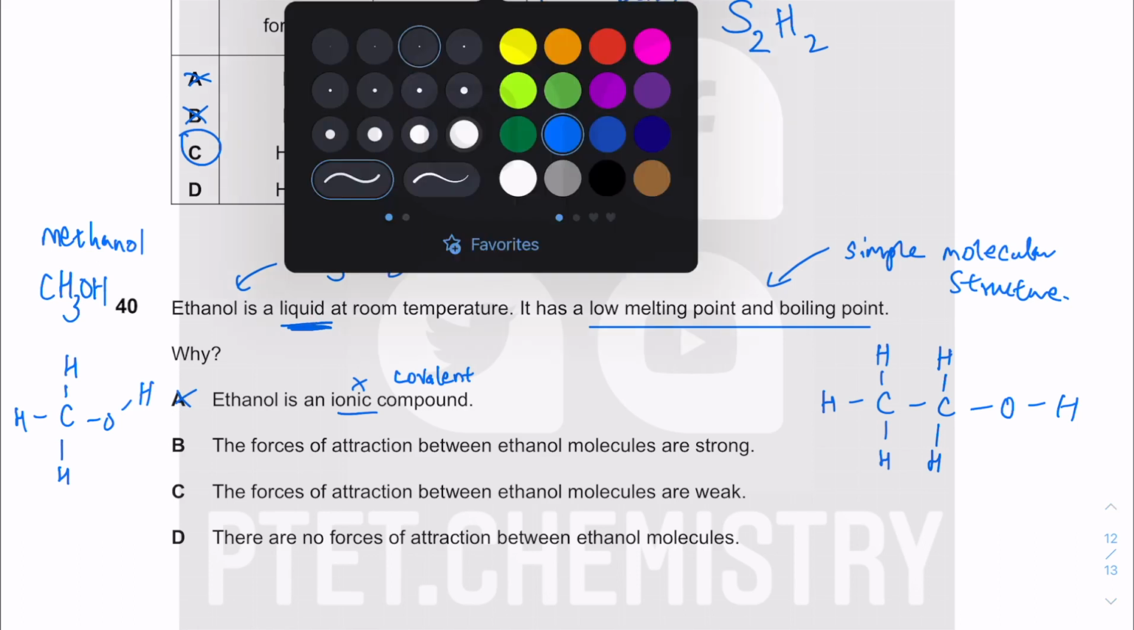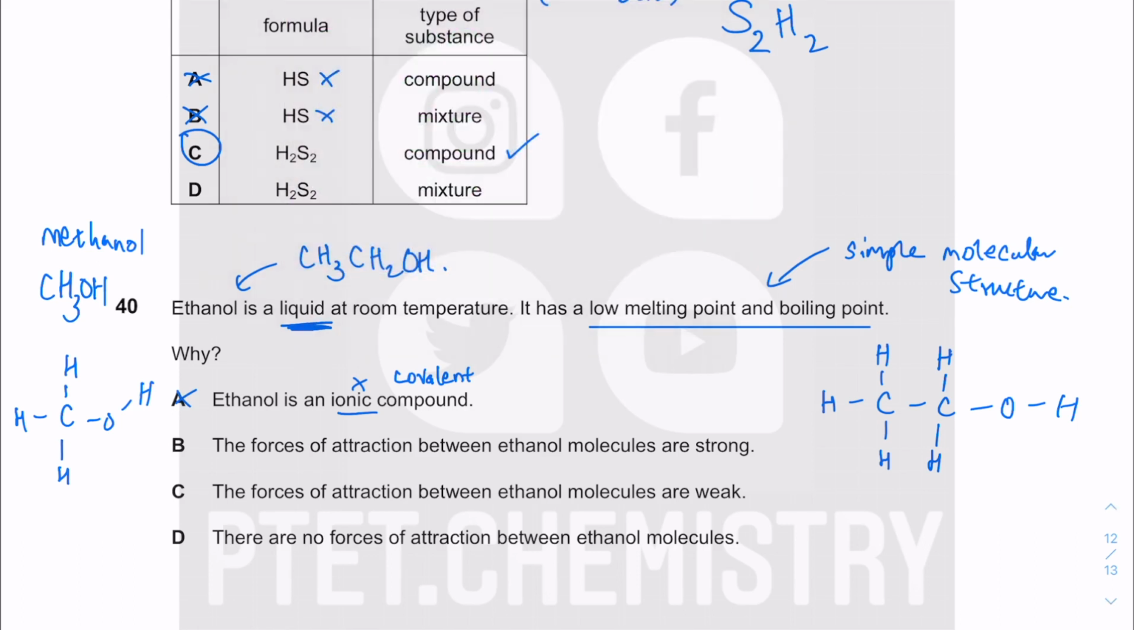We are looking at states of matter. Remember, the state of matter is a liquid, and therefore it has a low melting point and boiling point. So you need to think about the structure, which is a simple molecular structure, and what bonding you are breaking. Yes, you have covalent bonds, but you do not break covalent bonds when you melt or boil a simple covalent molecule, because you're just breaking the weak intermolecular forces between the molecules. So the claim that the force of attraction between ethanol molecules is strong is not true. They are weak. That's why it has low.